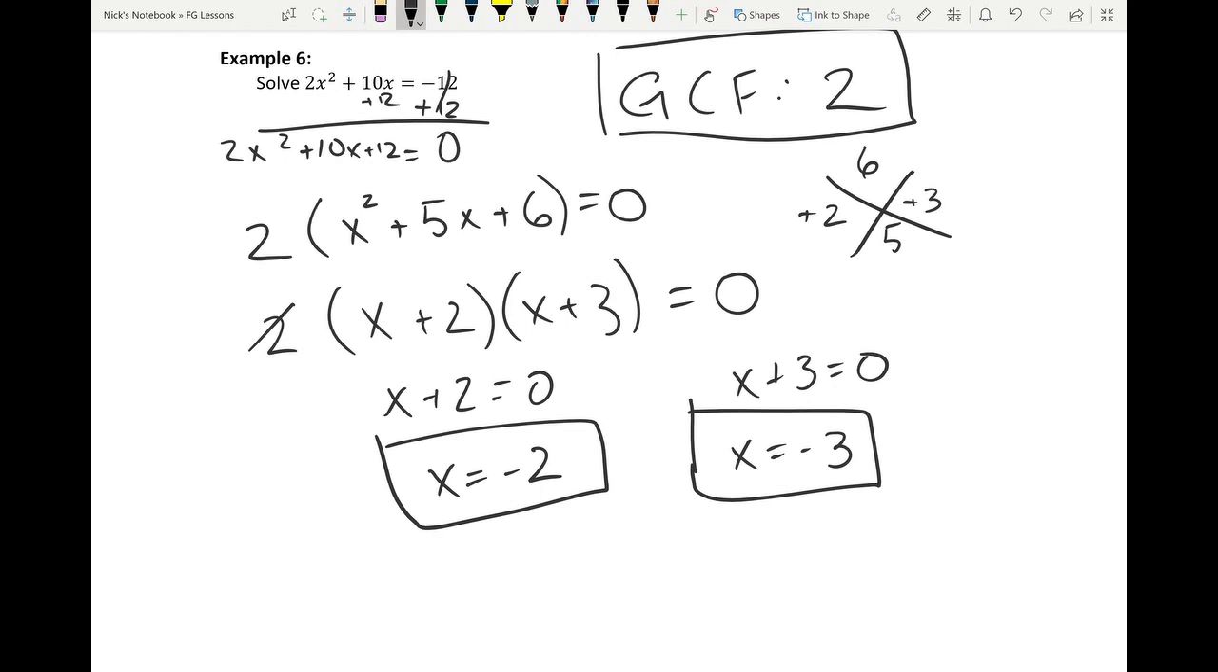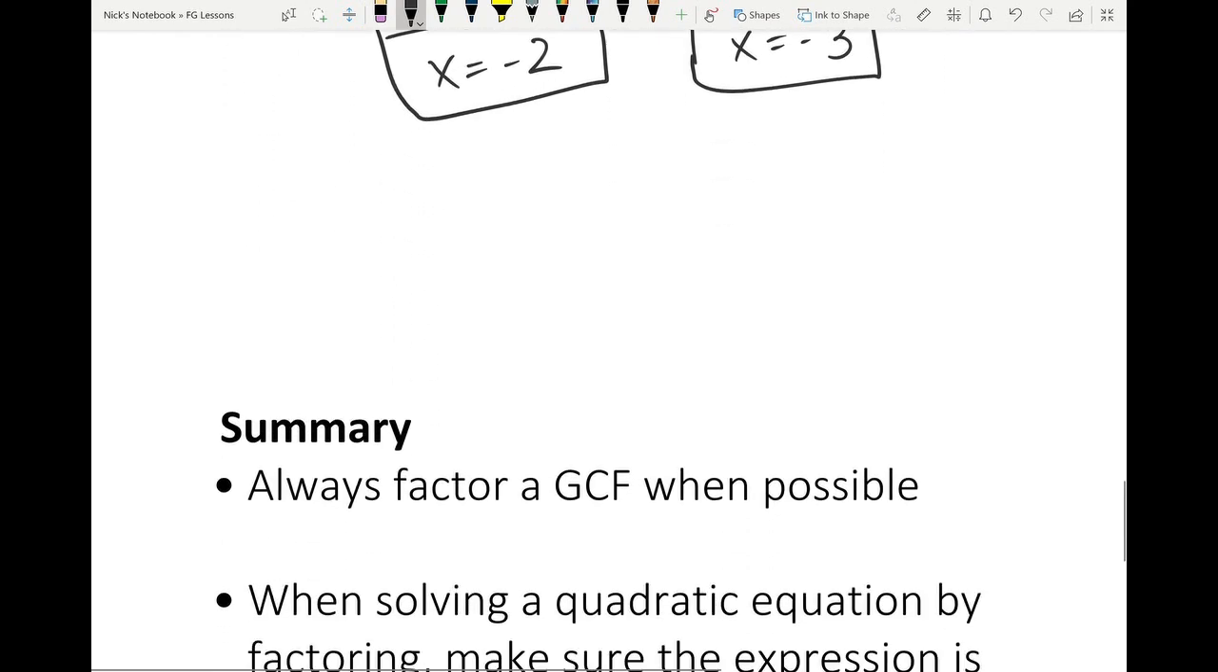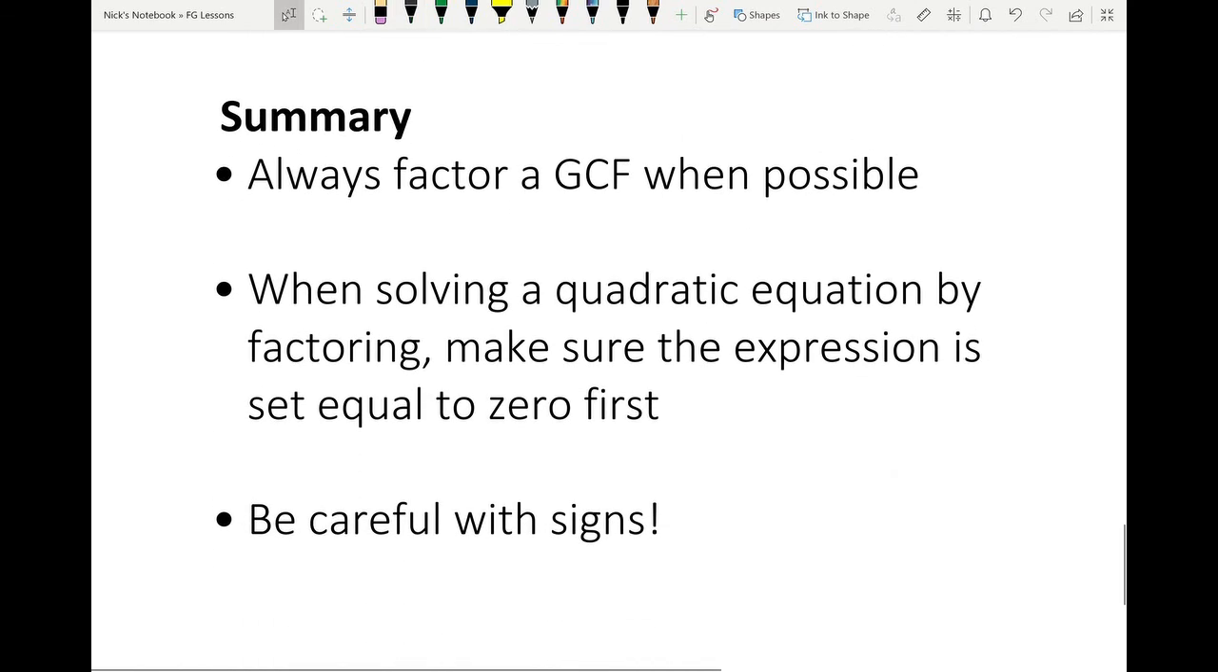Let's go ahead and summarize this a little bit. Summary: always factor the GCF when possible, just like what we did with number 6. Especially if the numbers are bigger, you might see if there's something that we can factor out of the expression. Second, when solving a quadratic by factoring, make sure the expression is always set equal to 0 first. If it's not set equal to 0, then you just can't solve it yet. That's kind of the key thing when factoring.